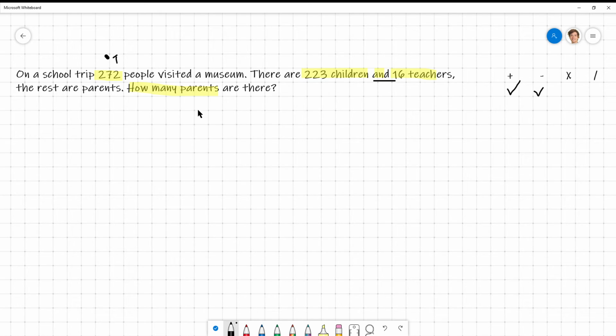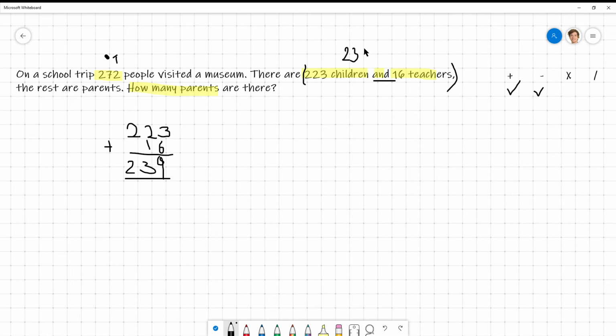So to find out how many parents there are, we need to look at the difference between 272 and 223 plus 16. So the first thing I'm going to do is do 223 plus 16. Now I'm using my mouse for this. I'm not quite getting into the boxes. I'm sure yours will be neater. 3 plus 6 is our 9, very wobbly 9. 2 plus 1 is 3, and our 2 is just our 2. So we've got now our total. So if this was in brackets, we now have the total of this one.